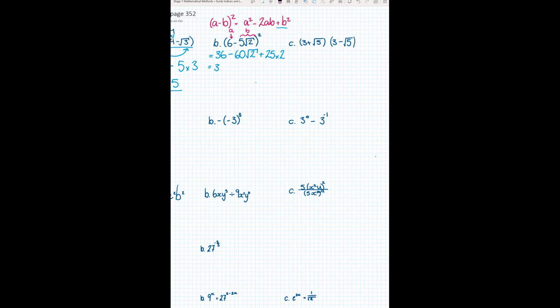So to simplify that out, we have 36 minus 60 square root of 2 plus 50. Now we need to identify our like terms here, the integers. So we're going to gather those together, and when they're gathered together, we end up with 36 plus 50 is 86 minus 60 root 2.